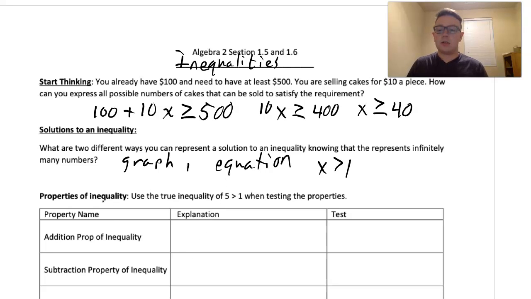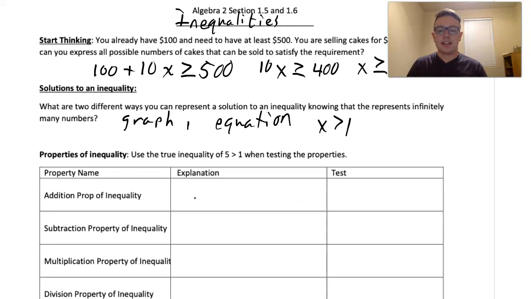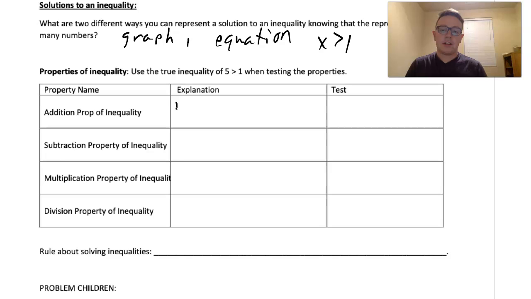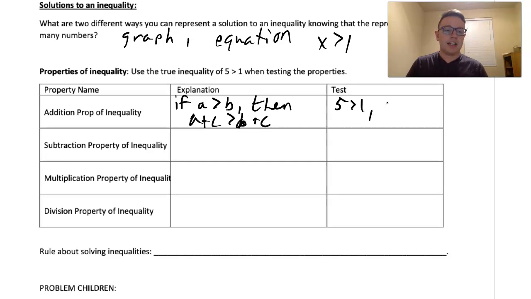Right, now we're going to get into our properties of inequalities. We're going to use the inequality 5 is greater than 1 to test these. So the addition property says that if we know one number is greater than another, a is greater than b, then when we add something to both sides, our side that was large to begin with should still be larger. So we know 5 is greater than 1, and if we added 3 to both sides, 8 would still be greater than 4.